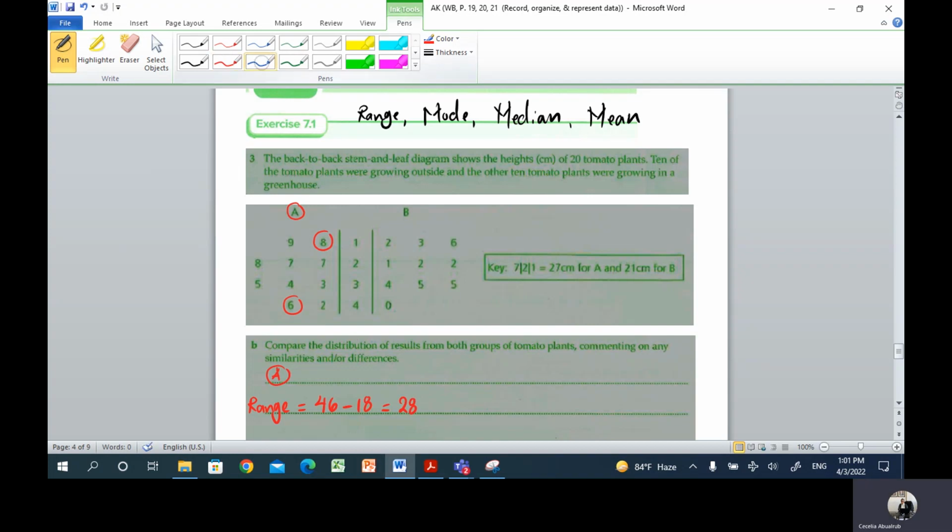Let's do the exact same thing for B. As you can see, the data is organized from the smallest to the greatest: 12, 13, 16, 21, 22, 22, 34, 35, 35, and 40. So in B, the range is equal to the greatest number, 40, minus the smallest data, 12. So 40 minus 12 is 28. And as you can see here, the range is equal in both A and B.